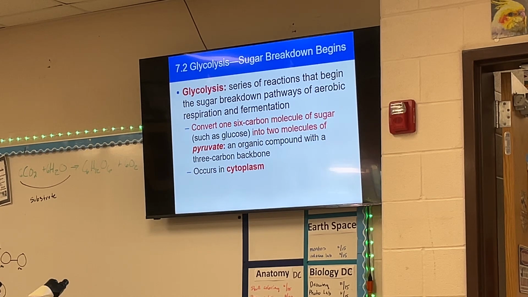And this all is going to take place in the cytoplasm. So we're going from 6-carbon to 3-carbon pyruvates. And then we're also going to make a few ATP during this process.